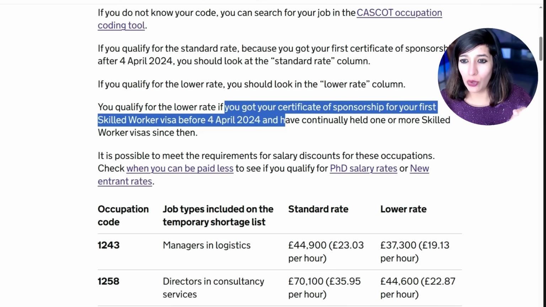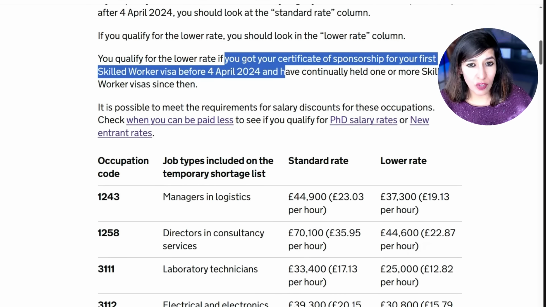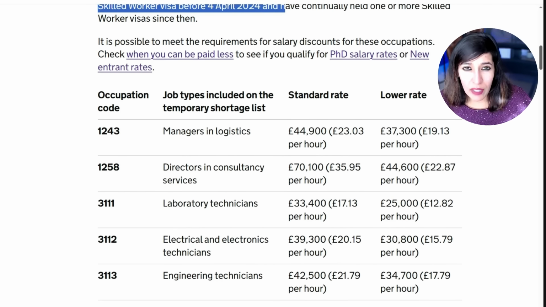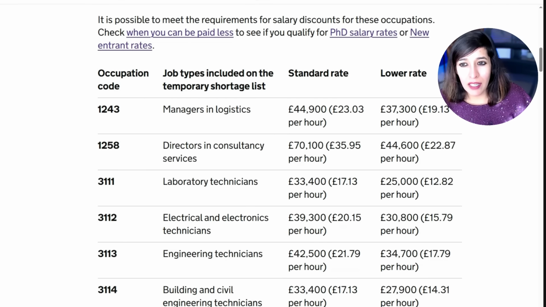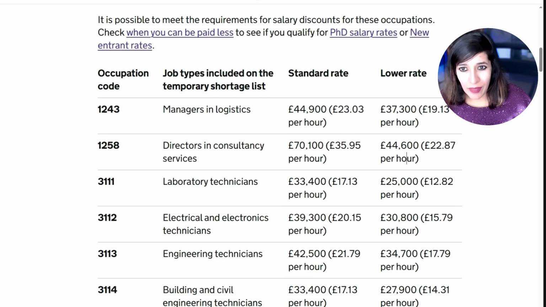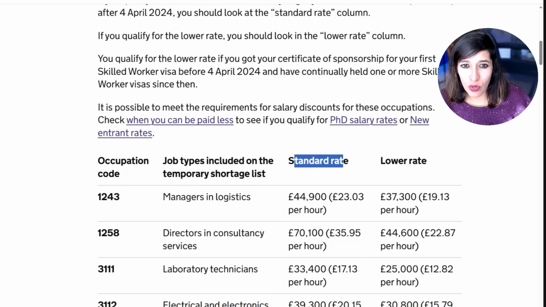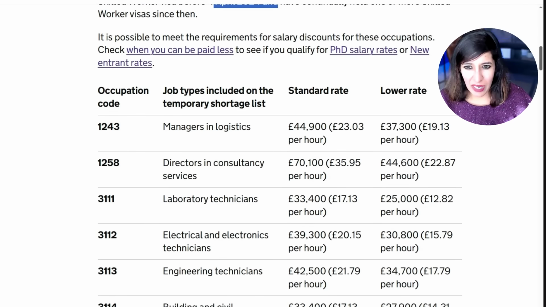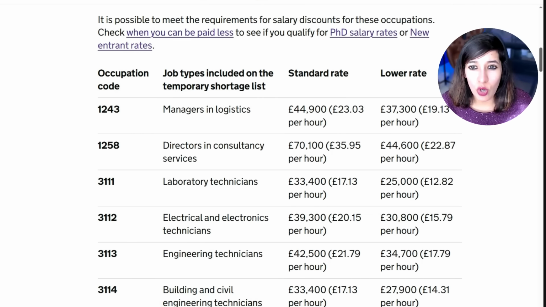And you have continually held one or more skilled worker visas since then. So if you got your visa before 4th of April 2024 and you have continued, either renewing or extending it, you are still eligible to look at this column, which is called the lower rate. And the other is for new people, if your visa or CoS is issued after 4th of April. So that is the difference. I think people still don't understand. They get confused about which column to look at.